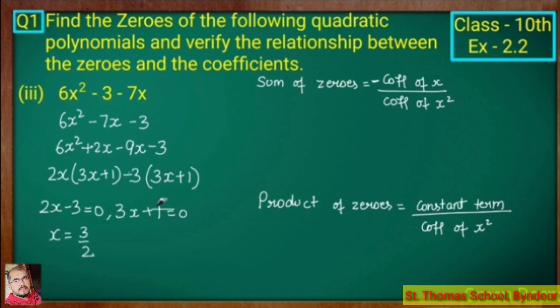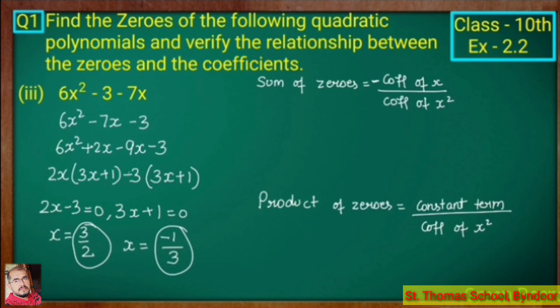Now the other side is what? 3x plus 1, plus 1 goes to the other side as minus 1. So now divided by what is that? 3. So x equals to what? Minus 1 divided by 3. So 3 by 2 and minus 1 by 3 are the two zeros. So now alpha and beta are over.